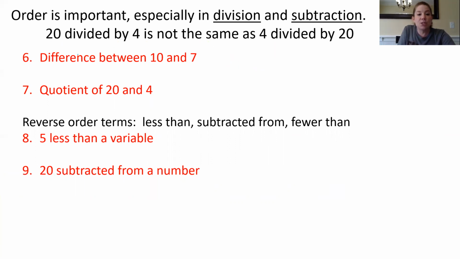So the difference between 10 and 7, we must write the 10 first. Because 10 minus 7 is not the same as 7 minus 10. 7 minus 10, we'd get a negative number. But 10 minus 7 is 3. The quotient of 20 and 4 would be 5, or of course I could write it this way. The quotient of 20 and 4 is 5.